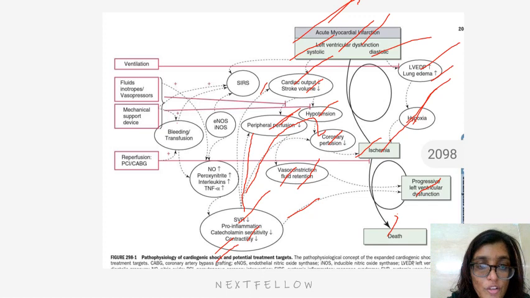Any kind of bleeding or transfusion can increase the nitric oxide, can increase the interleukins, can increase the inflammatory markers, which will again reduce the sensitivity, and catecholamine sensitivity will reduce, and ultimately a pro-inflammatory state will be there and contractility will reduce. So this is overall the pathophysiology of cardiogenic shock.